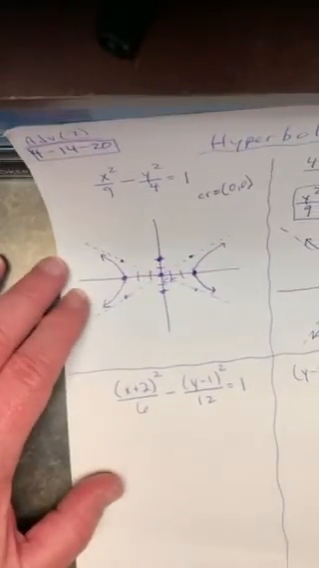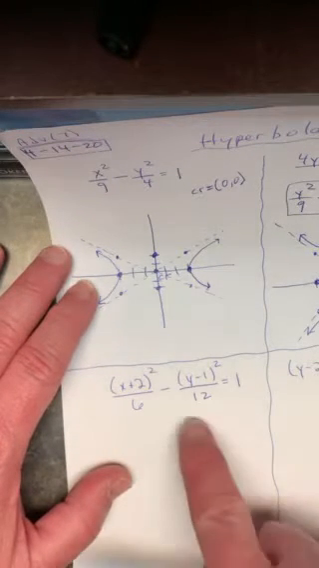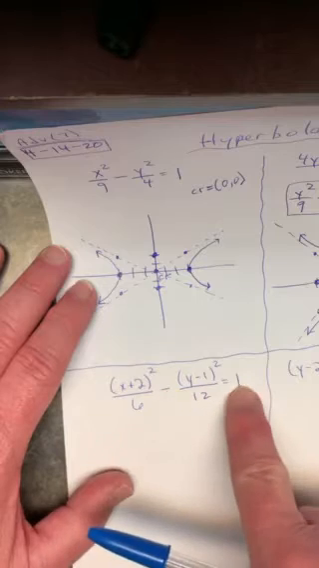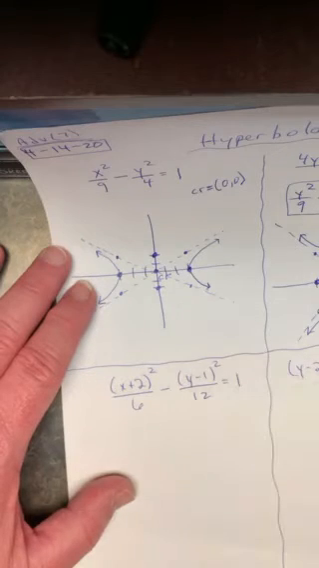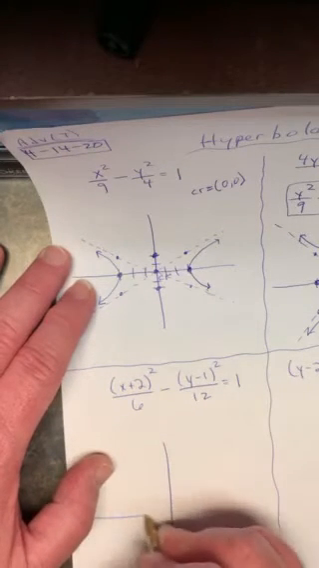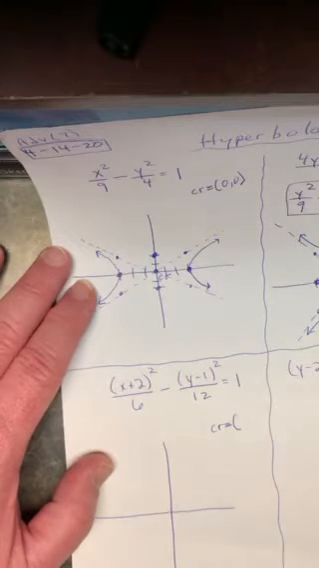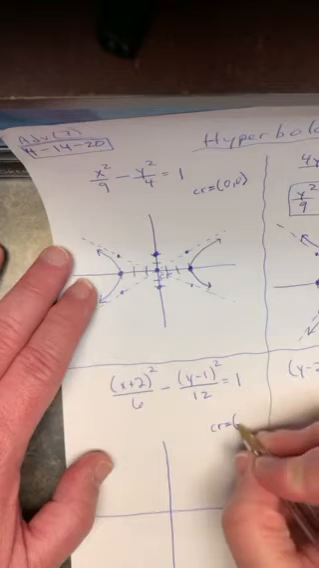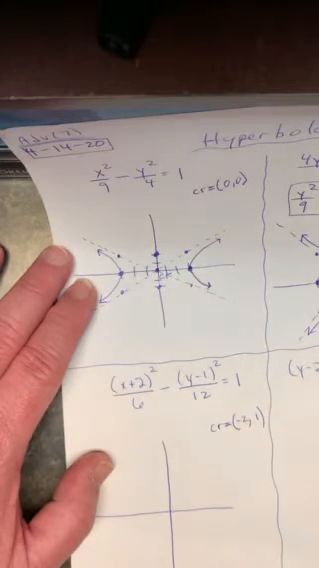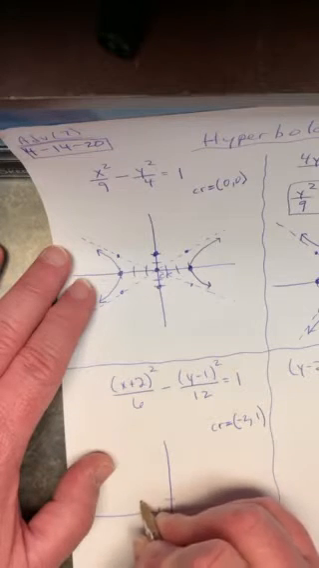Okay? Next problem. X plus 2 squared over 6 minus y minus 1 squared over 12 equals 1. Minus in the middle, it's a hyperbola. It's equal to 1, so it's in standard form. I need to do no algebraic manipulation. It's ready to roll. It looks like the center is going to be, okay, now careful. Some of you are still messing this up. It's the opposite signs of what you see. So the center is -2, comma, +1. So I'm actually going to go left 2 and up 1.